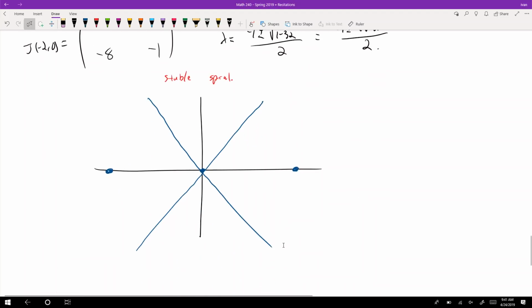So since it's a saddle point, what must be true about the eigenvectors? Opposite direction, right? One's pointing into the origin, one's pointing away from the origin. So I'll just give this one away. This one is pointing into the origin. This one's pointing away from the origin. The one that's pointing into the origin is the negative eigenvalue, so this is the negative 1 minus root 17 over 2 eigenvalue because it's pointing into the origin.